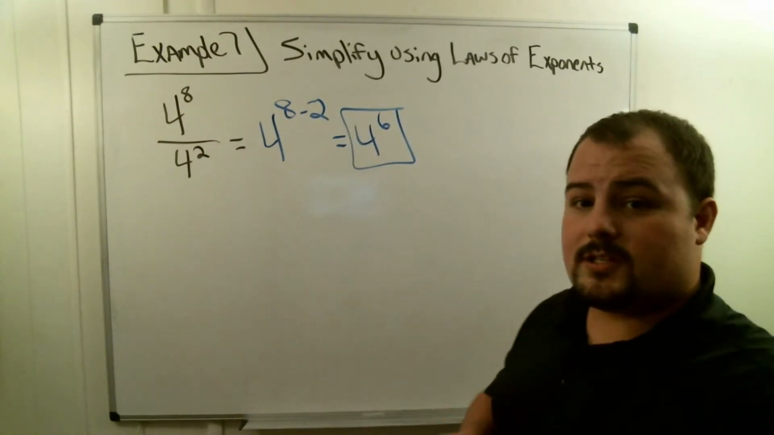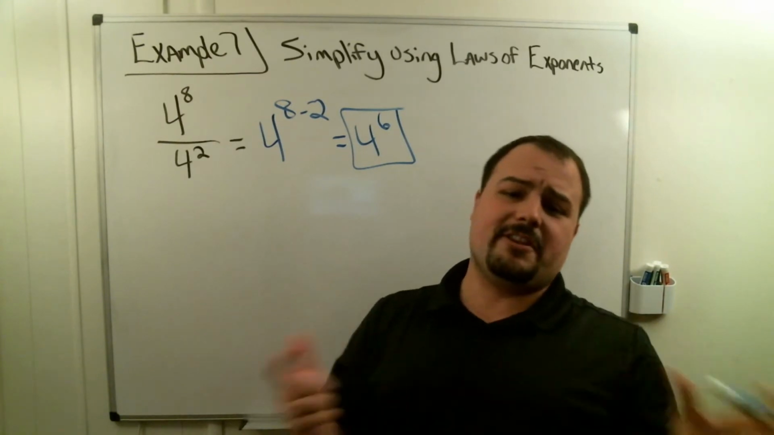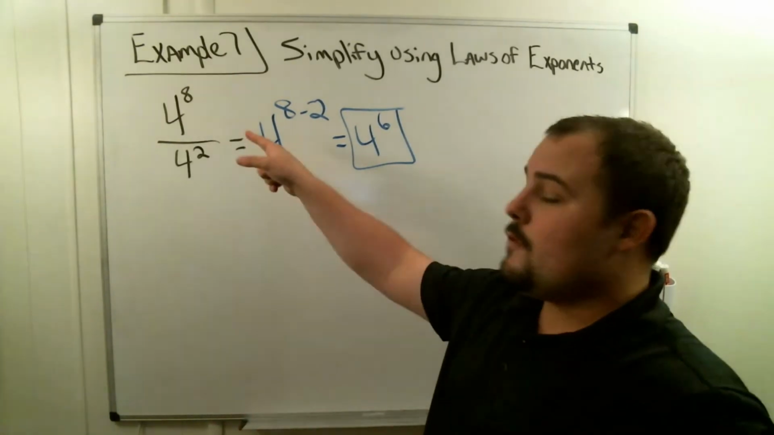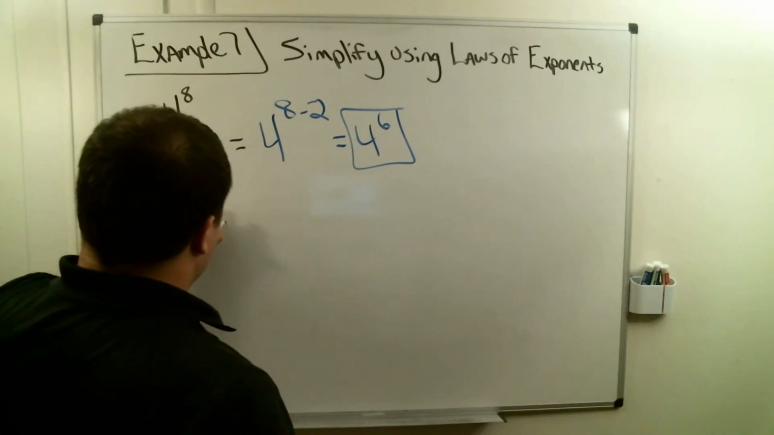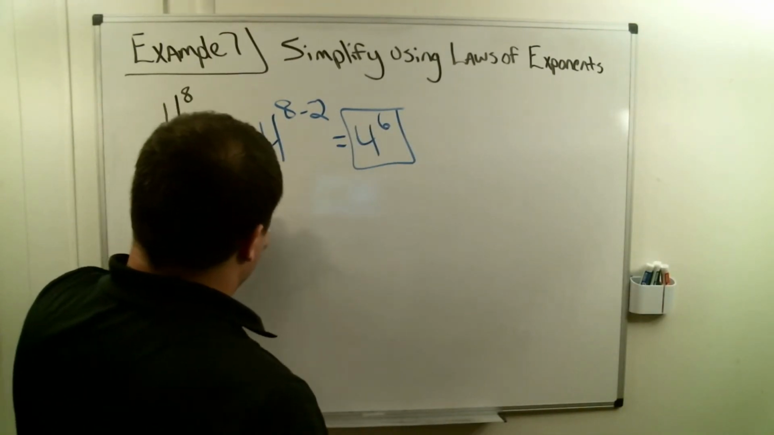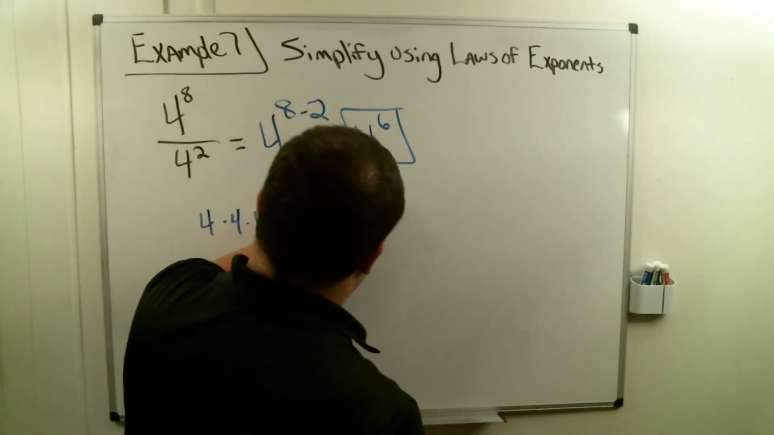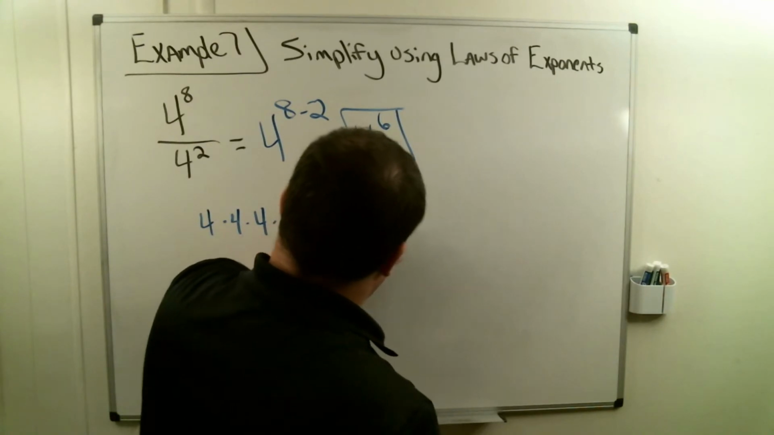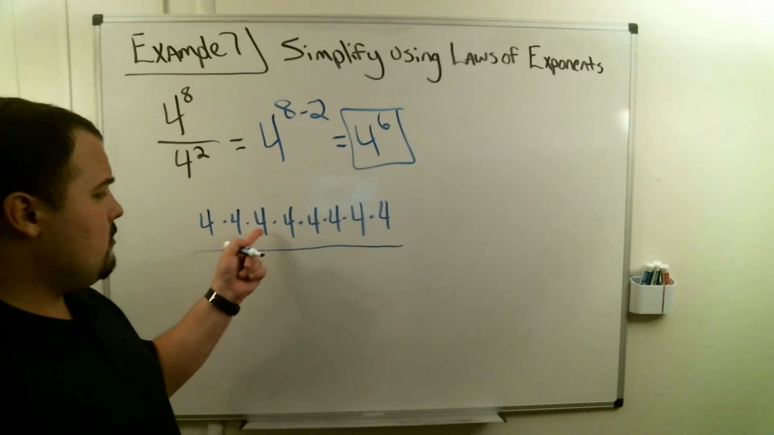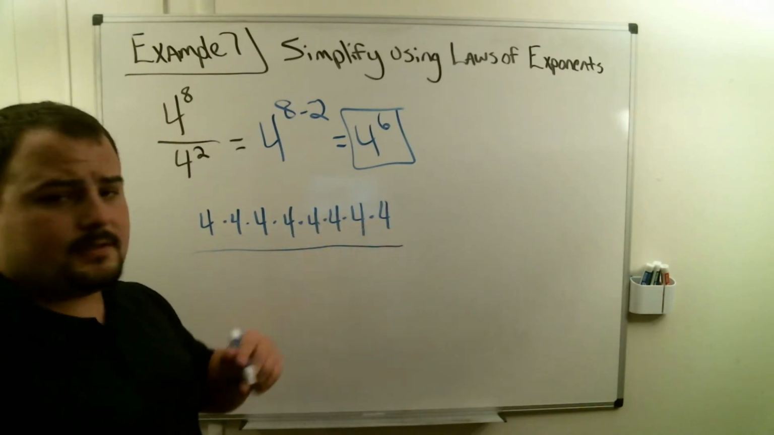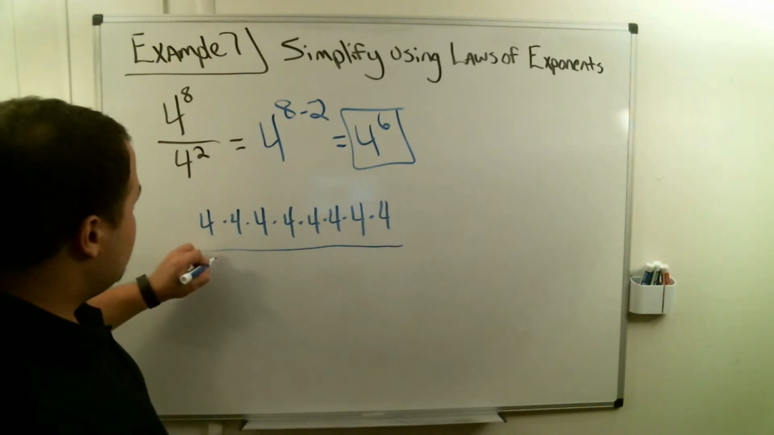Now the reason why this rule works, and I want to show you why this rule works on this first example. After that I won't show you again. But if I wrote 4 to the 8th power out, it would look like this. 1, 2, 3, 4, 5, 6, 7, 8. So this is what 4 to the 8th power looks like. 8 fours, all multiplying. And 4 to the 2nd power looks like this.